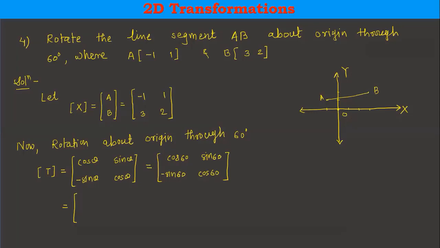Okay. Once your calculator is in degree mode, we are going to calculate the value of cos 60 and then sin 60. What is the value of cos 60? Just check it on your calculator. It will be 0.5. The value of cos 60 is equal to 0.5. Then sin 60 is equal to 0.8660.